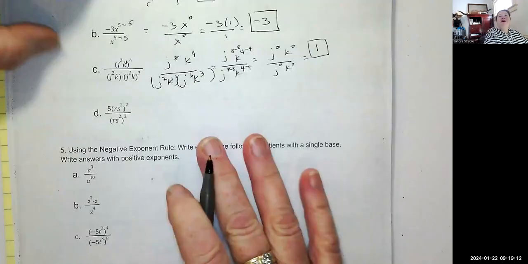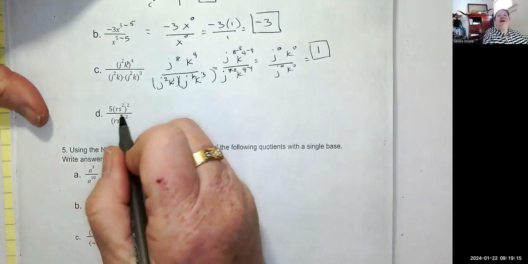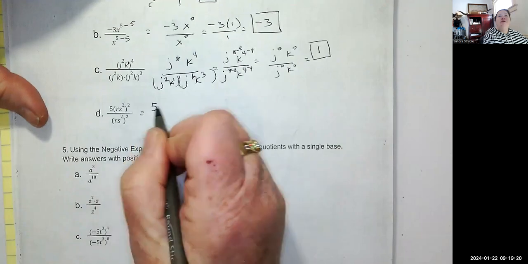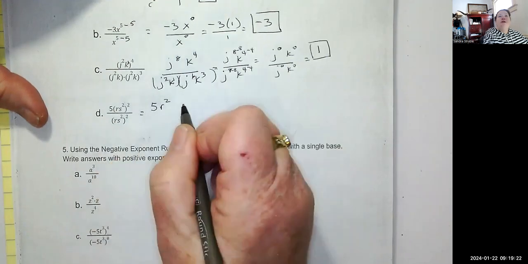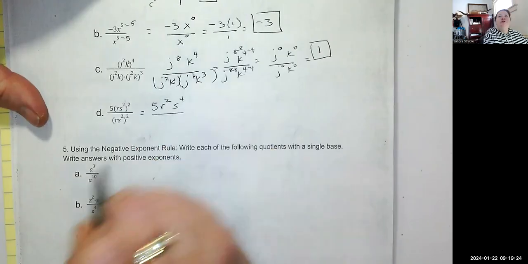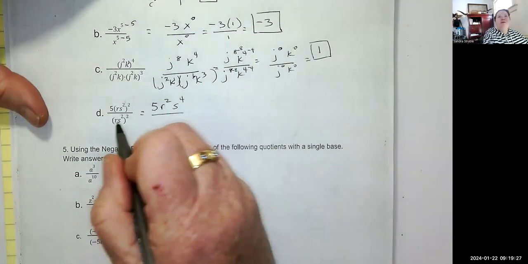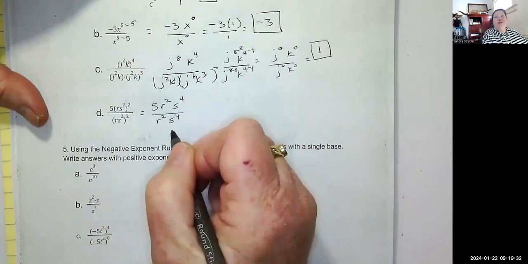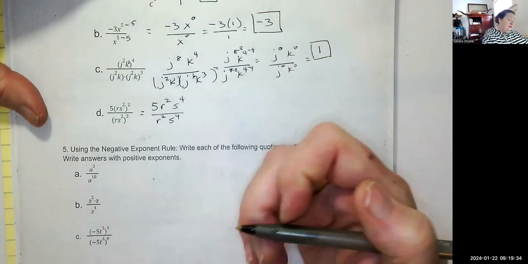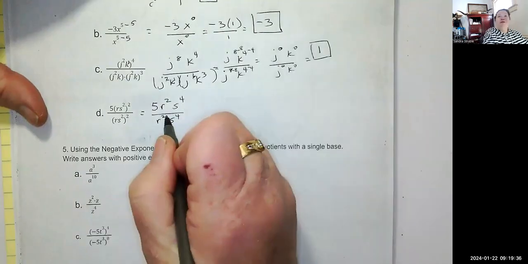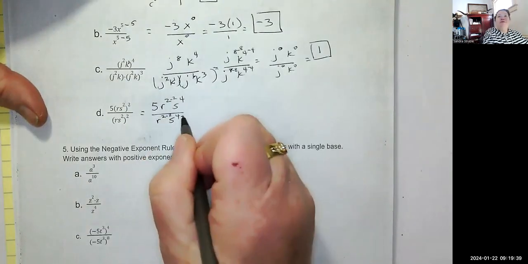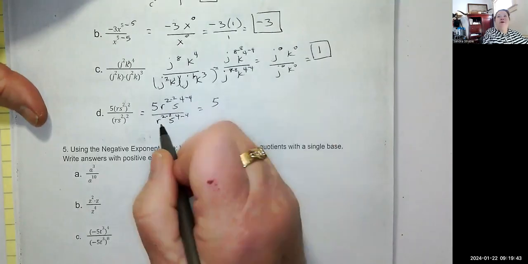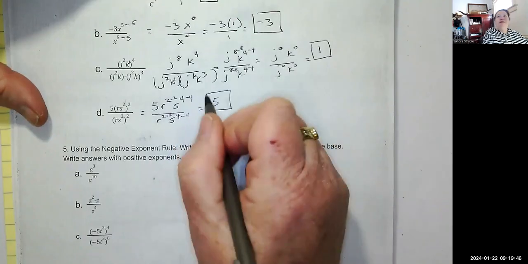All right, so 5 r s squared, squared over r s squared, squared. So that's 5 r squared s to the 4th, multiplying our exponents, and then we've got r squared again, s to the 4th. Now you can see you can reduce these to the exact same thing, but because we're dealing with the zero exponent rule, we want to subtract the 2 and subtract the 4. So we get 5, r to the 0, s to the 0 over r to the 0, s to the 0. So that just gives us 5.